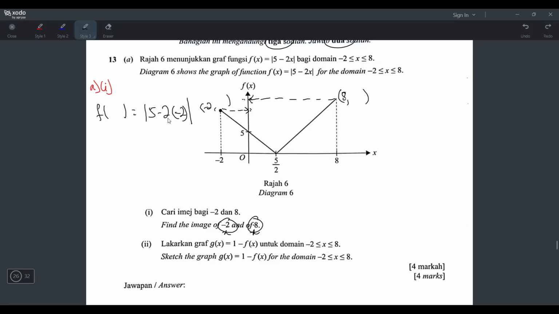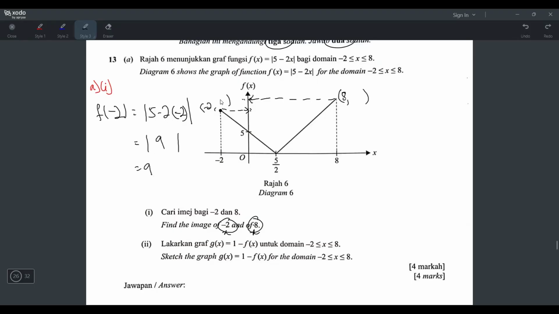Because -2 is the object, and object means x. Now you calculate this, you will get modulus. -2 times -2 is positive 4, plus 5 is 9. Oh, you have to do the times first. You cannot do 5 minus 2 first. If you do 5 minus 2 first, it's wrong, because you have to do the multiplication first. You have to do the bracket one, the times first. So modulus 9, you end up with positive 9.